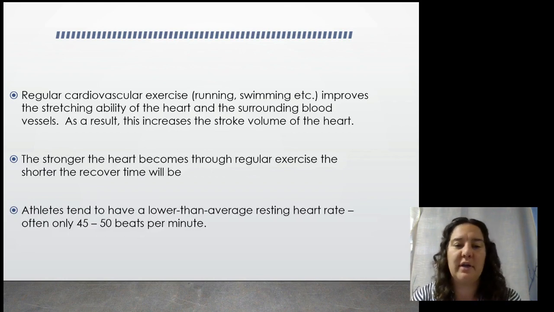So, regular cardiovascular exercise, whether it's running, swimming, or walking, improves the stretching ability of the heart and the surrounding blood vessels. So, as a result, this increases the stroke volume of the heart. So, the higher your stroke volume is, typically you can have a lower resting heart rate. So, high performance athletes or athletes that participate in regular cardiovascular exercise typically will have a lower than average resting heart rate. And this could be 45 or 50 beats per minute compared to the 70 beats per minute of a typical individual. And this is because they're able to pump more blood with each individual heartbeat.